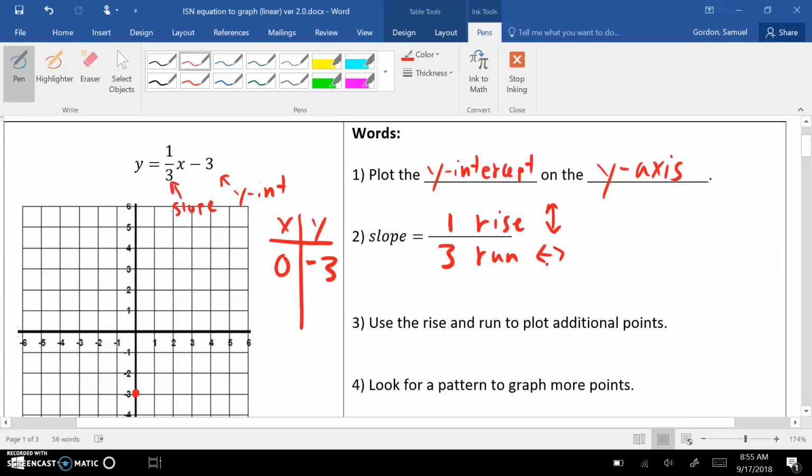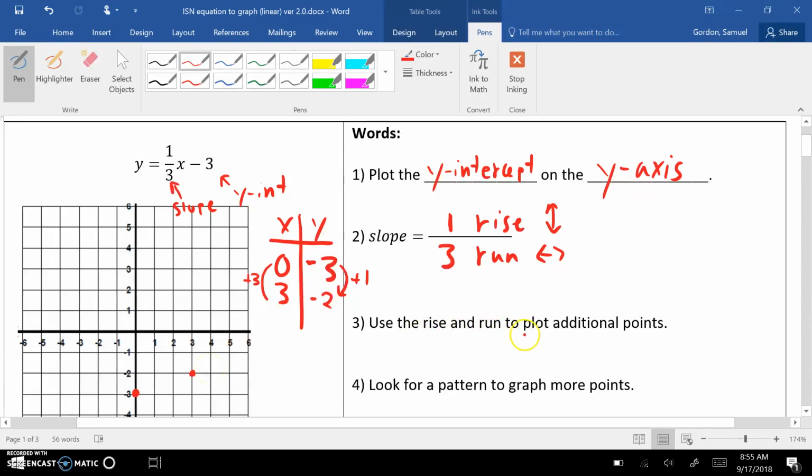On the table, that means that if I increase the y value by 1, the x value will increase by 3, so I'll get 3, -2 as the next point. Or I could just say, you know what, I'm going to go up 1 because my rise is 1, and over 3, 1, 2, 3 because my run is 3.